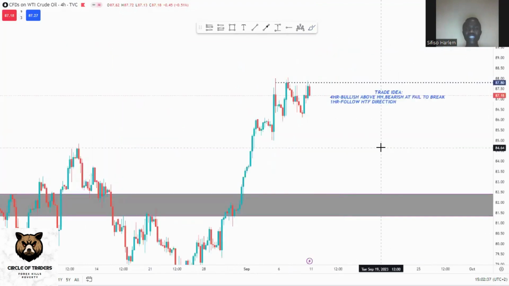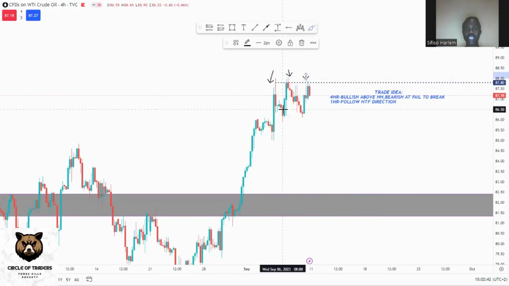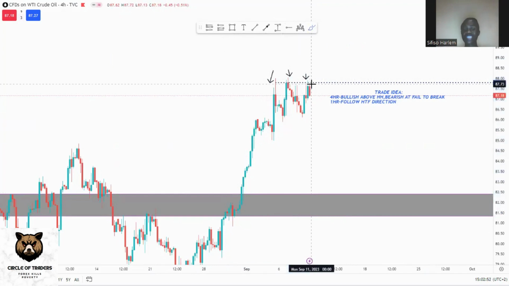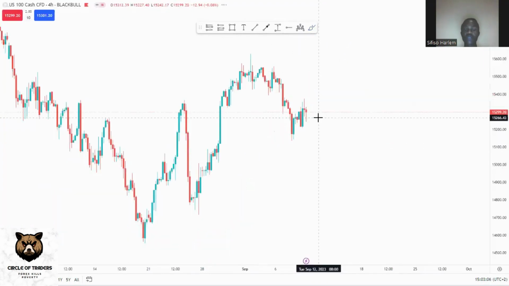So looking at oil, you can clearly see that oil has created some sort of highs, right? And it's kind of reacting off those highs. And you see that price is in a clean uptrend, creating higher highs and higher lows, but we're failing to break a certain zone. So all I'm looking for is to be bullish above the higher highs and be bearish if we fail to break. If we break out, then I still continue to the upside. But if we fail to break, then I'm looking to reverse and be bearish. Do you guys get me? So this would be my trade idea, and this would be what I'm looking for.